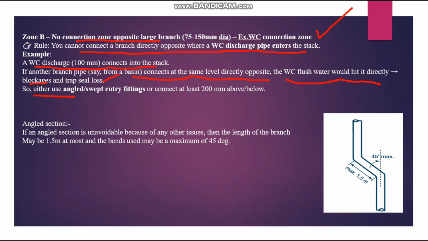So either use swept entry fittings or connect at least 200 mm away. So you have the riser here, the wash basin coming in, and the water closet coming in like this. You have to follow the offset rule to avoid water directly hitting the smaller pipe sizes. Okay, that is one important thing.